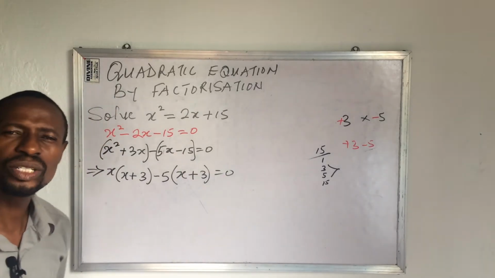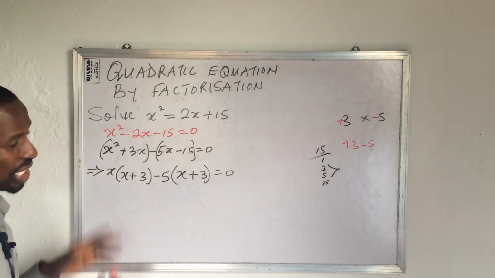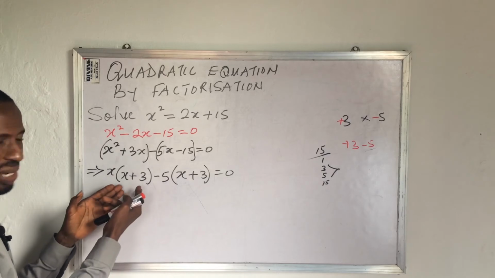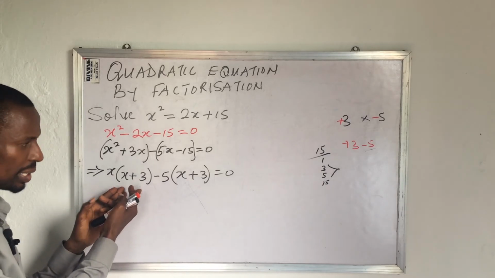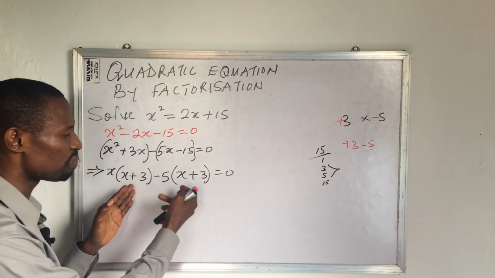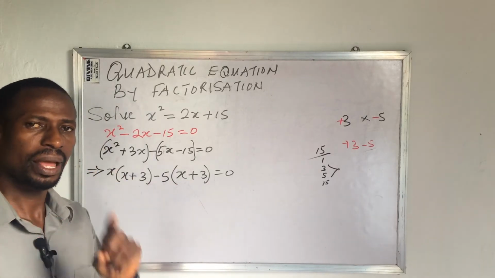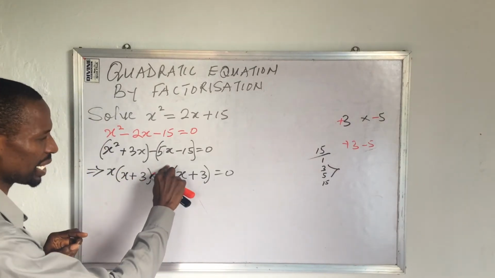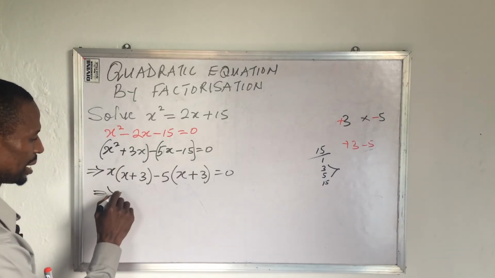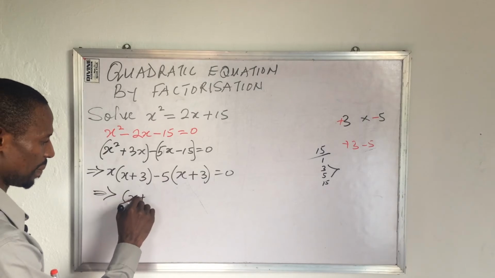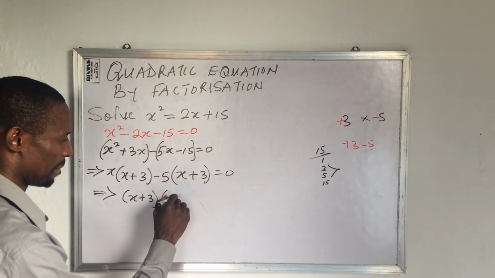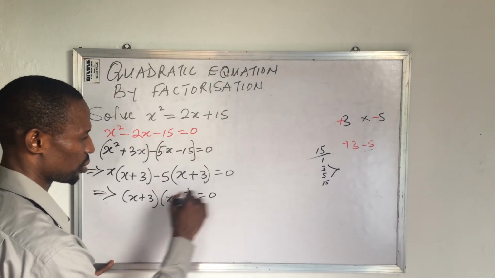Now, take a critical look at this expression here. You will have discovered that here in the bracket we're having a plus 3, and here we're also having a plus 3. So since both brackets are carrying the same terms, pick one term and take this and this out. So this now implies that x plus 3, the this and this out, x minus 5 equal to 0.